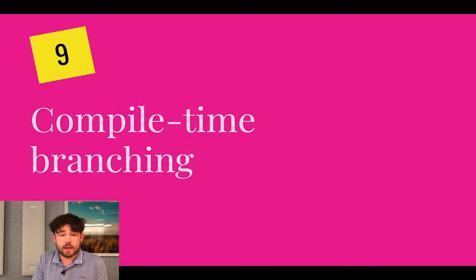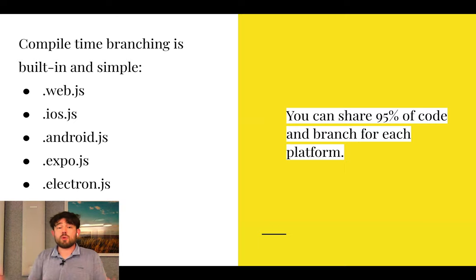Number 9, compile time branching. The reason I bring this up is because, as Expo supports more platforms, you really do have to think about whether you're going to have the same experience on Electron as on iOS, as on web, as on whatever other surface, like Xbox. Expo doesn't support Xbox, but React Native does. And so the thought pattern here is that you need a way to do branching that isn't necessarily at runtime. And so the canonical way of doing that is this file extension system.